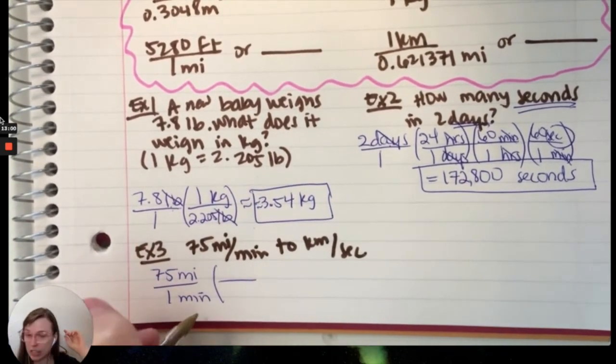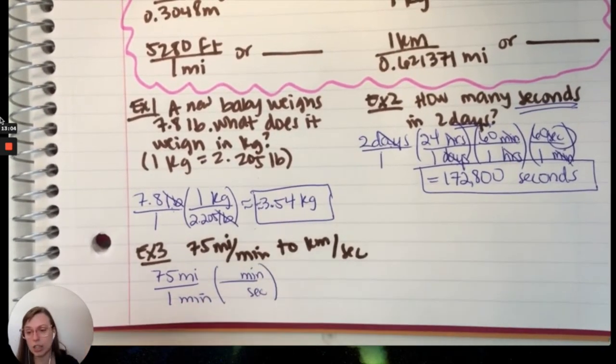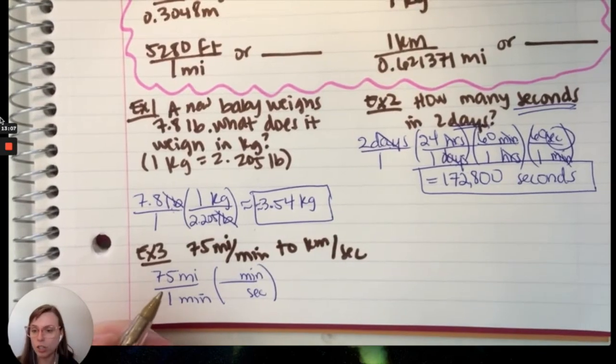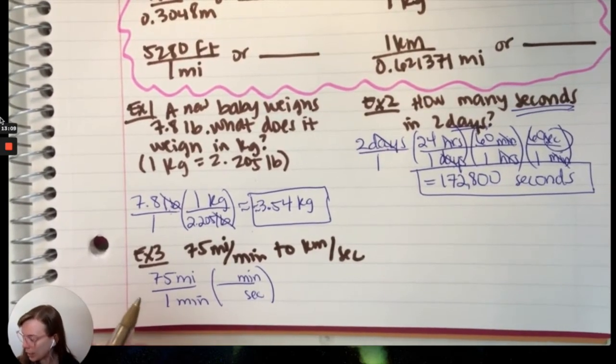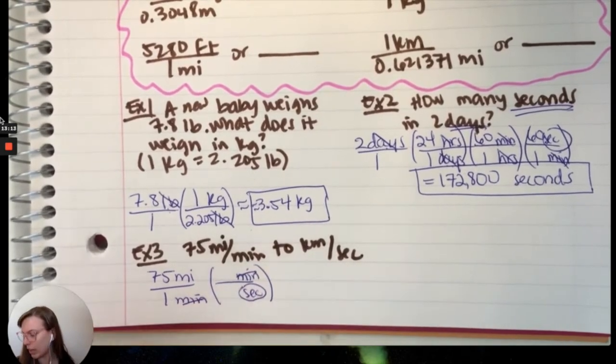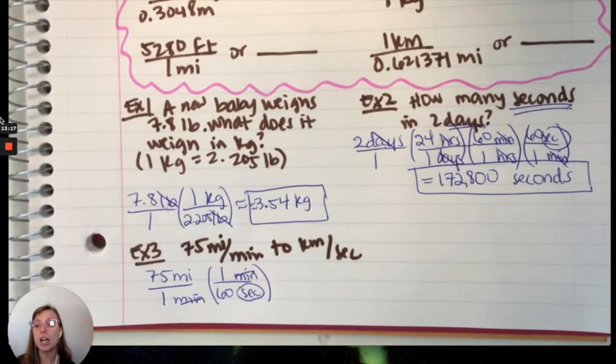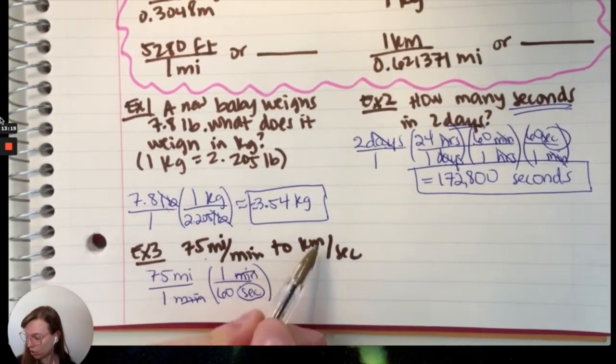So if minutes is in the denominator, I have to move it to the numerator, and I can go straight to seconds. I don't have to do any wishy-washy dancing around stuff. I can go straight to seconds. So minute, end in seconds. I'm going to circle it just so I can find it. And I have 60 seconds in 1 minute. Perfect. Time, done. Distance, miles to kilometers.